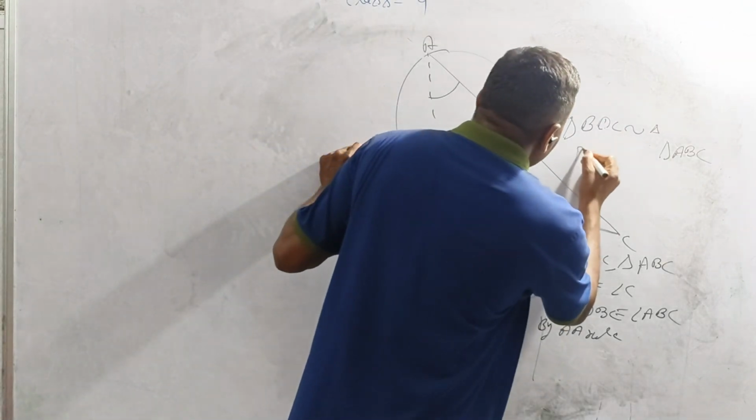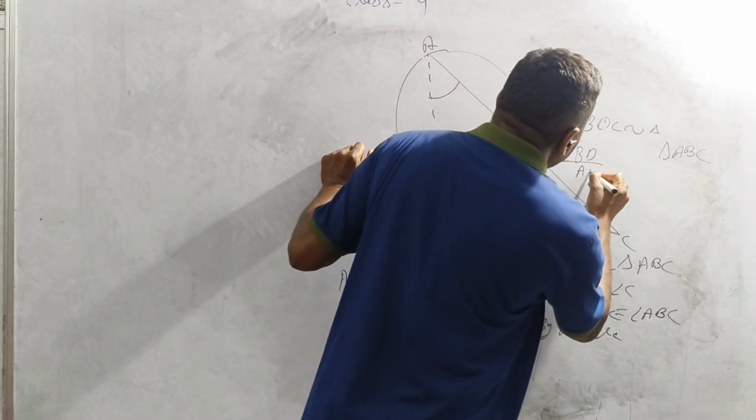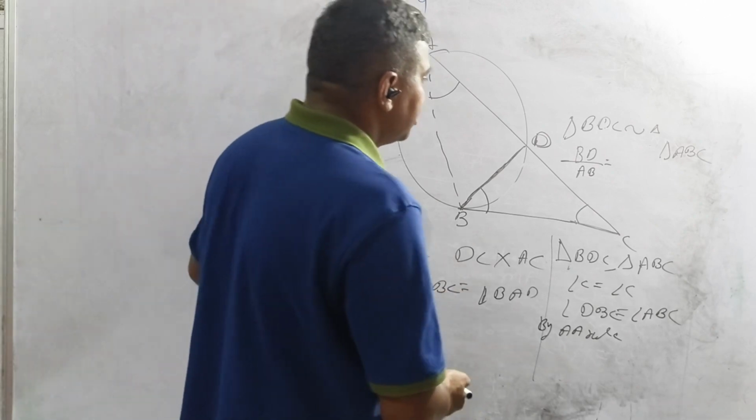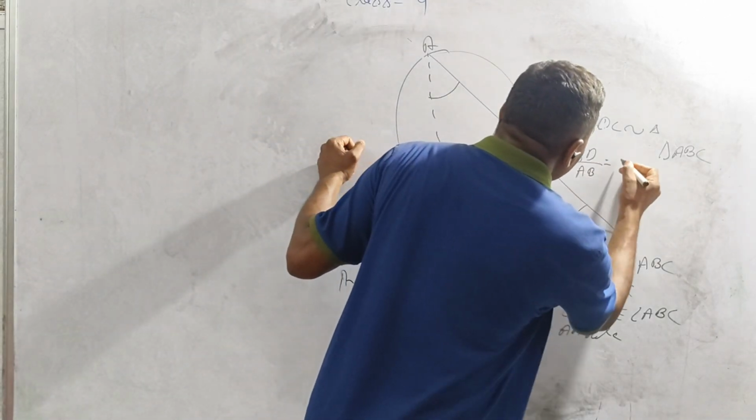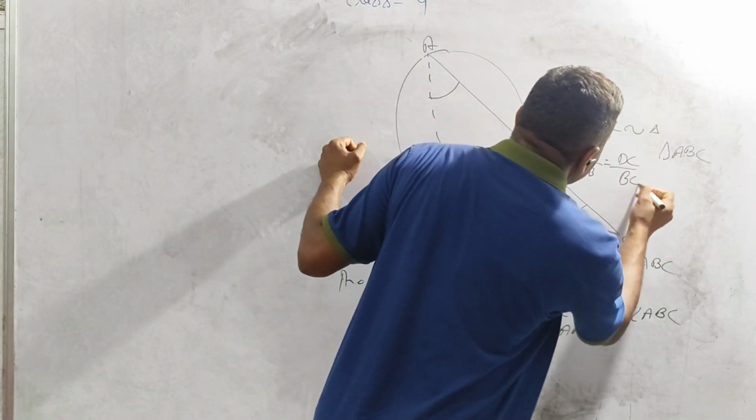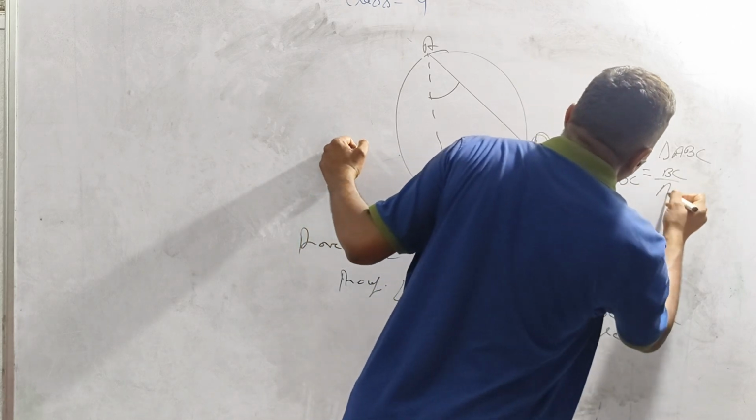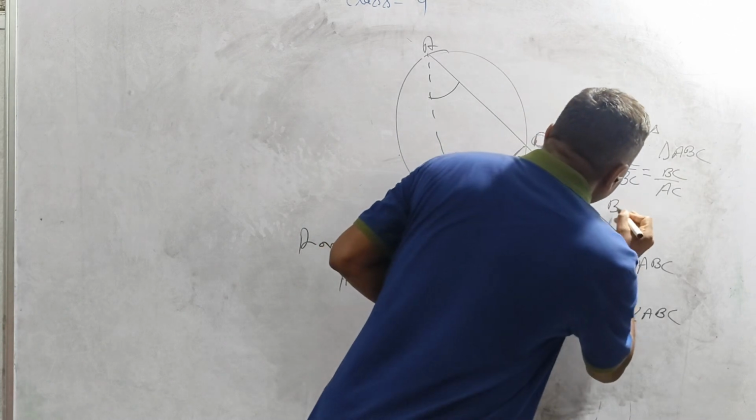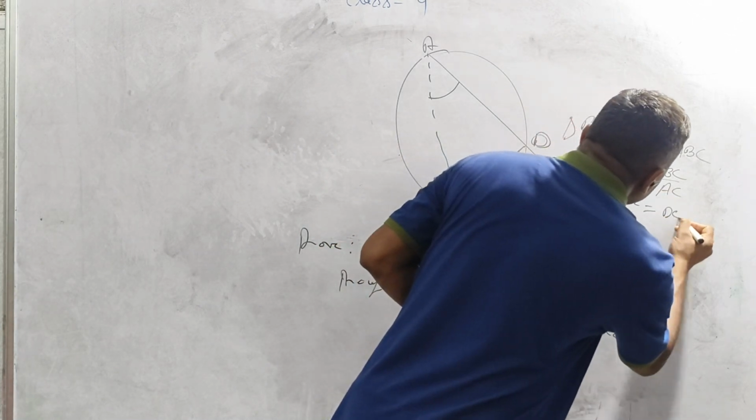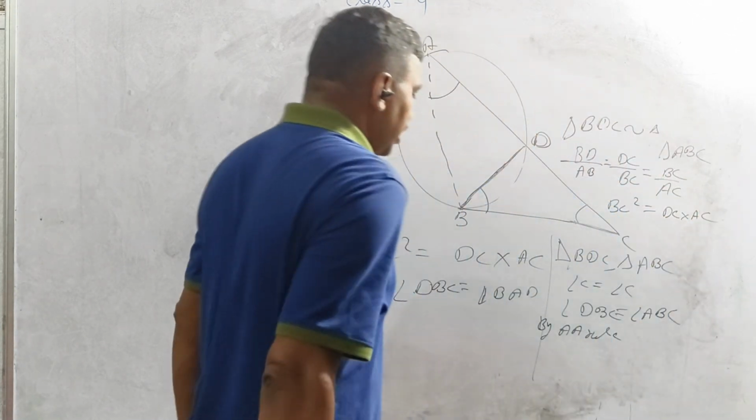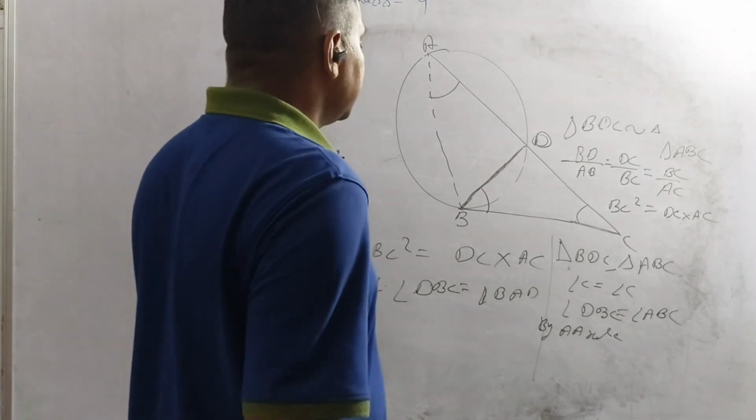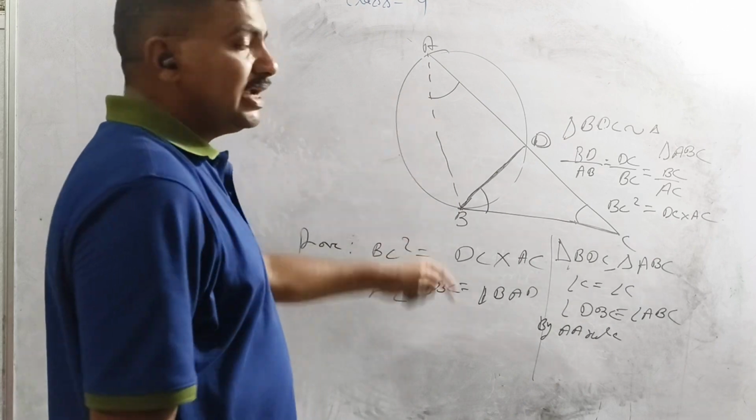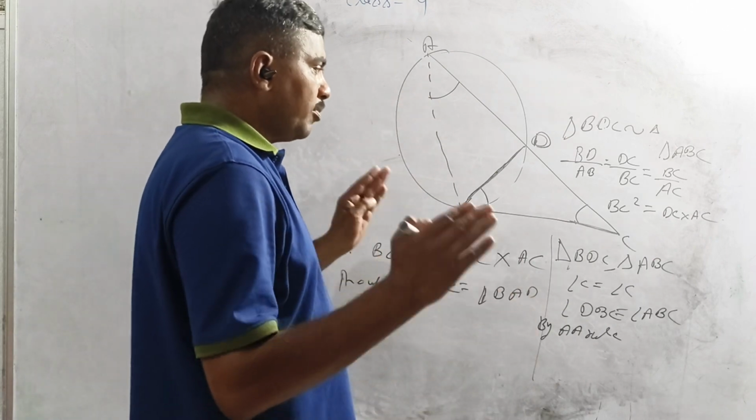Corresponding parts of similar triangles are proportional. So I can write BD over AB is equal to DC over BC is equal to BC over AC. Can I cross multiply? Yes. BC square is equal to DC into AC. We have to prove that BC square is equal to DC into AC, and we have proved it. That is the secant theorem. I hope you have understood.